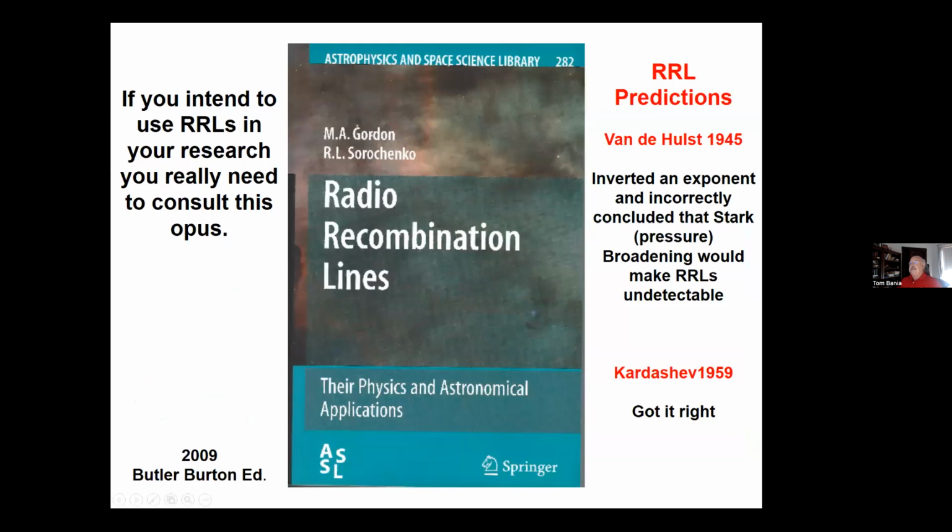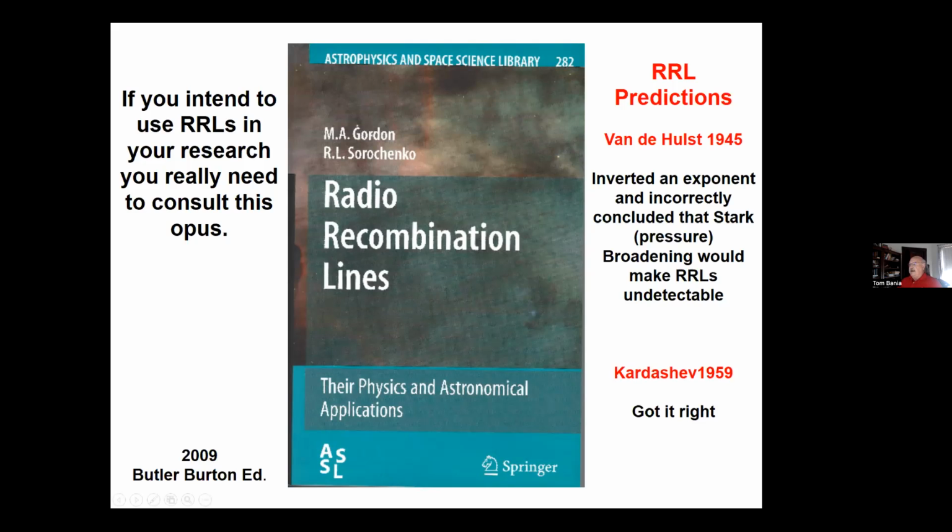If you are really going to study radio recombination lines, you need to get this book. It is a wonderful resource. The saga of radio recombination lines started with, surprisingly, Van de Hulst's classic 1945 paper that announced the detectability of the 21 centimeter line. He also considered ionized gas and recombination lines, but it turned out that he made an error. Woody Sullivan years ago looked at his papers and discovered that he had inverted an exponent at one point in his calculation, and he incorrectly concluded that pressure broadening would make the recombination lines undetectable.